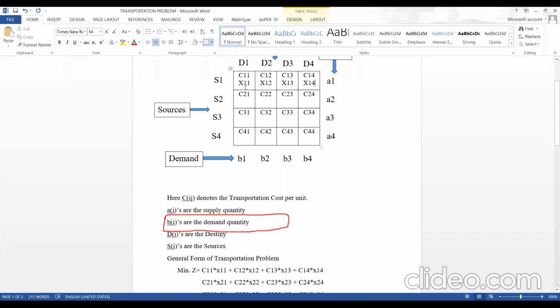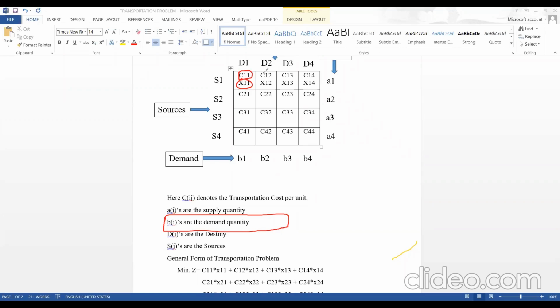Suppose from source S1, how much quantity has been transported or supplied? Suppose from source S1 to destination D1, how much quantity has been supplied? X11 quantity. Now this C11 is the transportation cost of what? The transportation cost of 1 unit. So the total transportation cost from S1 to D1 is C11 into X11.